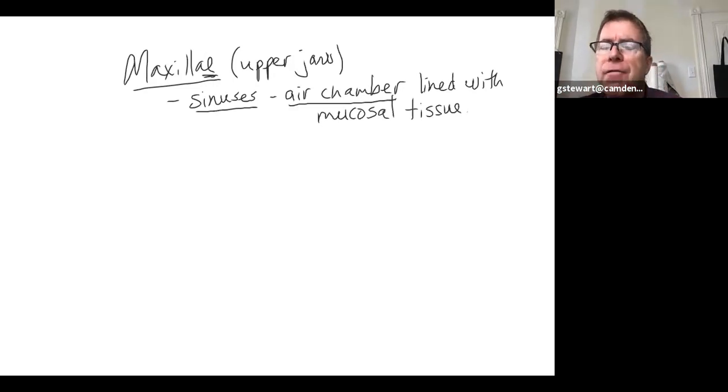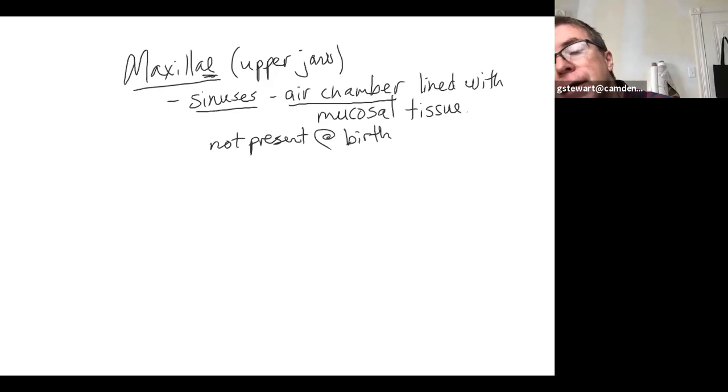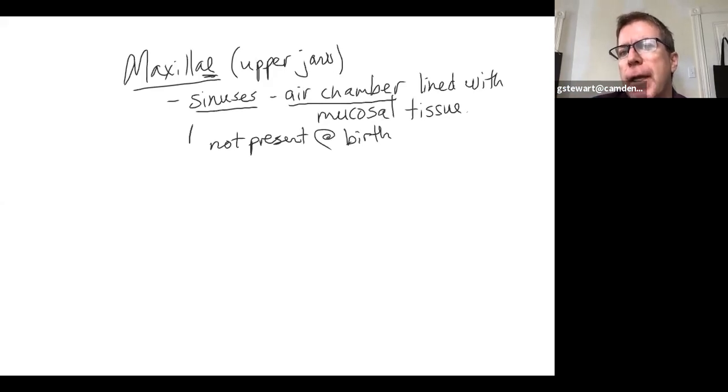They are air-filled chambers that are really not even present at birth. They typically form two times during childhood: when we first form our teeth and the teeth break through in the mouth, and then later during puberty, toward the end of puberty, they start to form as well. These sinuses in general, all sinuses, they're found in the frontal bone, the sphenoid bone, the maxilla.